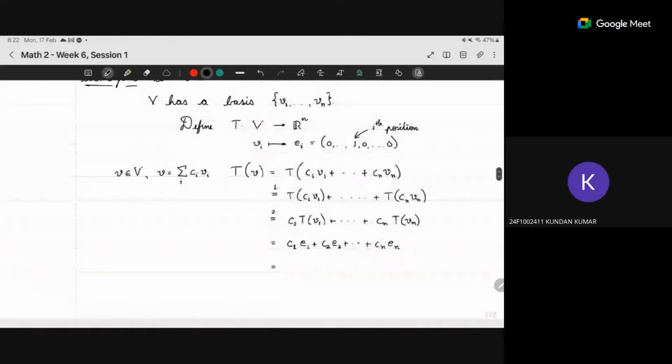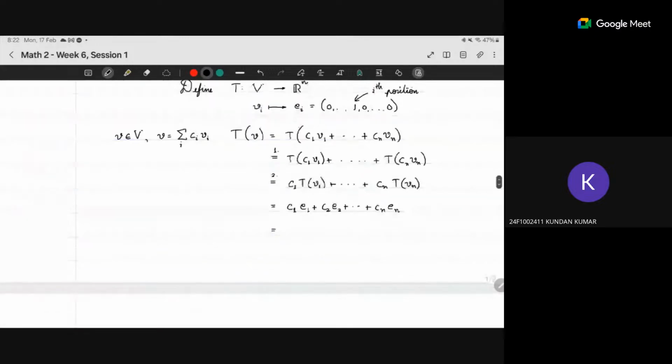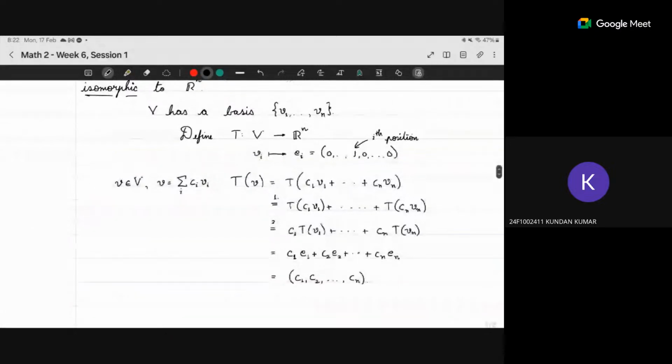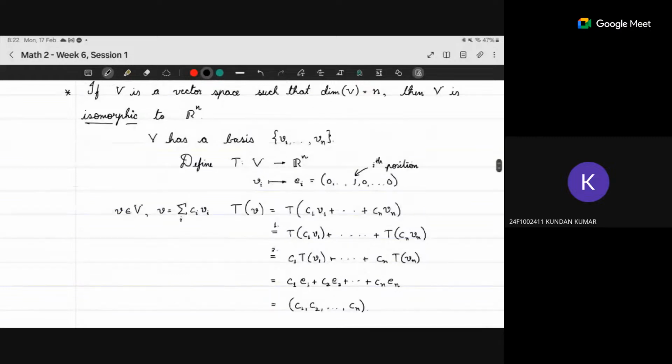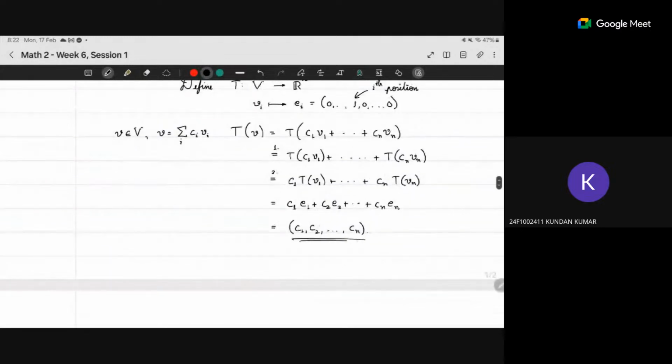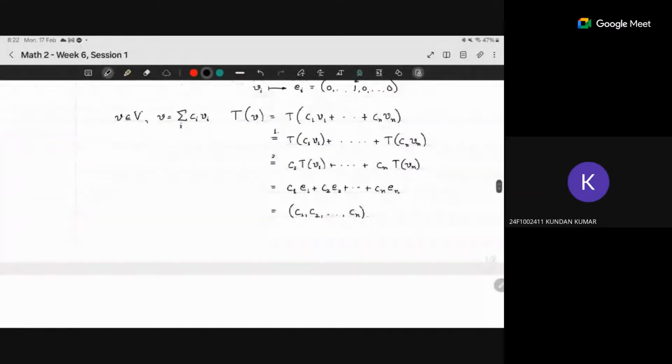Why? Because T of Vi, I have defined it to be Ei. And this is nothing but the vector C1, C2, Cn in Rn. So the complete description of the transformation that we have defined in this fashion is you start out with the basis for the vector space. Since we know that the dimension is n, we get n vectors in the basis, which we call V1 up to Vn, and map the Vi to Ei, the standard basis vectors of Rn, and then any element V is mapped to its coefficient vector, right?